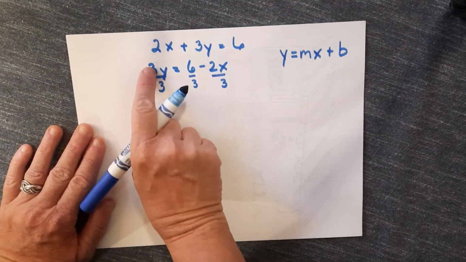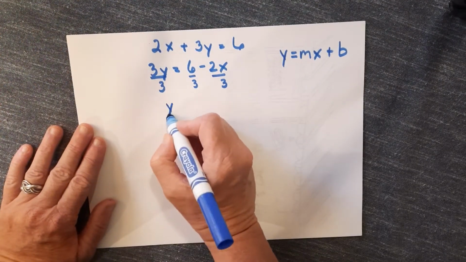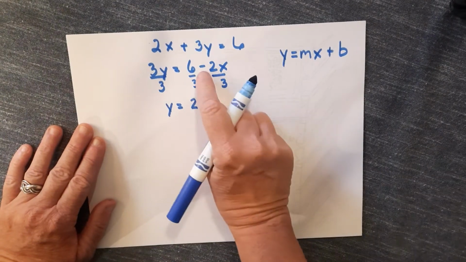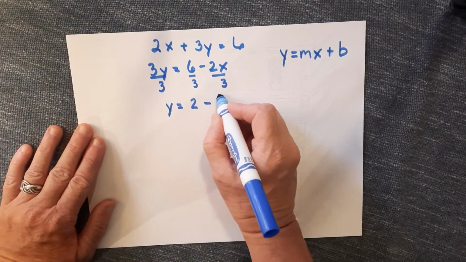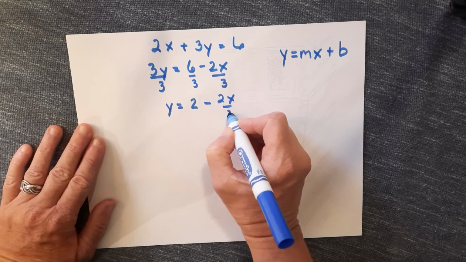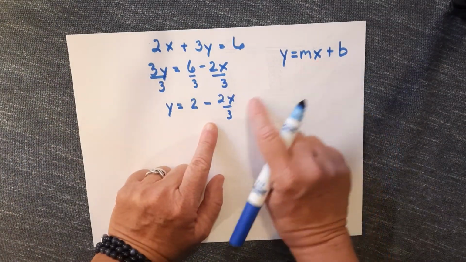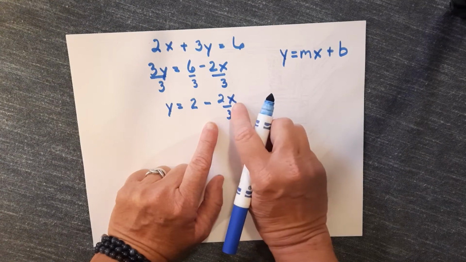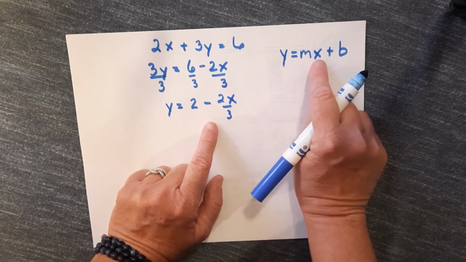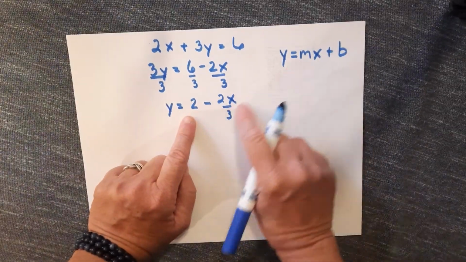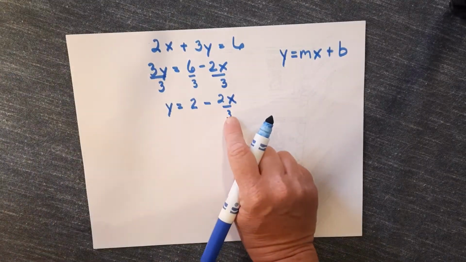So now let's rewrite it. The 3's cross off, and we get y. 6/3 equals 2 minus 2x over 3. It still doesn't look in the same format because we have our x over here, and it's part of a fraction when we want it only by itself. And we have our b in front of it. So we still have to change this around.